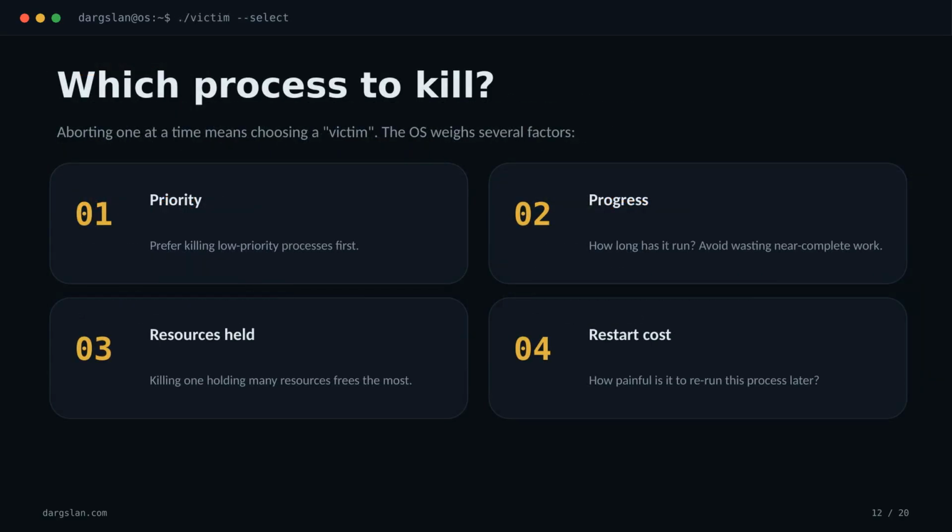So if we're killing them one at a time, how do we pick the unlucky one? The OS weighs a few things. Priority comes first. Low priority work goes before anything critical. Then progress. If a process is nearly done, killing it wastes all that effort. Resources held matters too, because terminating a process hoarding many resources frees up the most at once. And finally, restart cost. How painful is it to run this thing again later? Balance those four and you've got your victim.